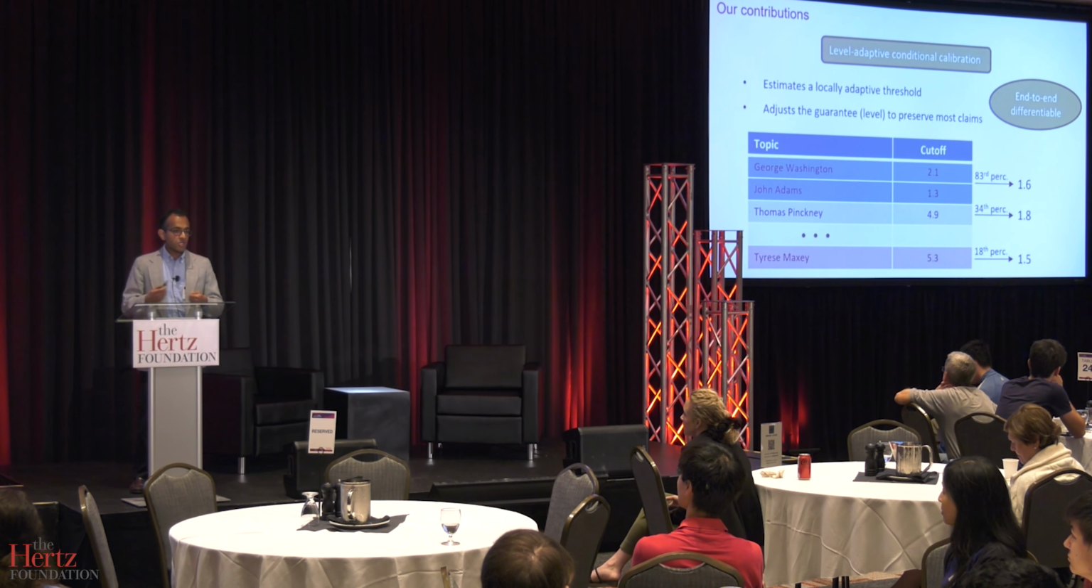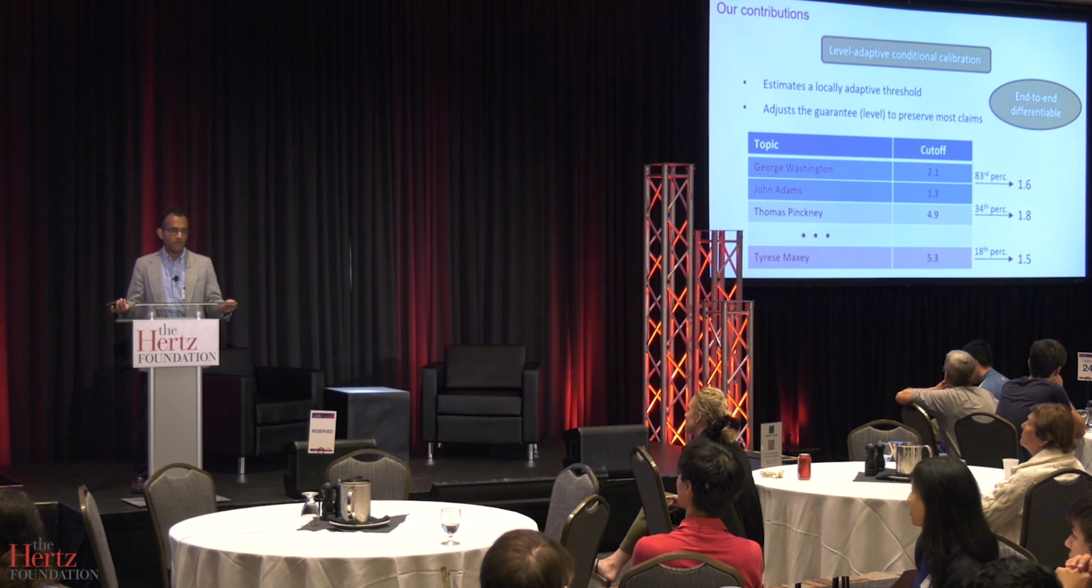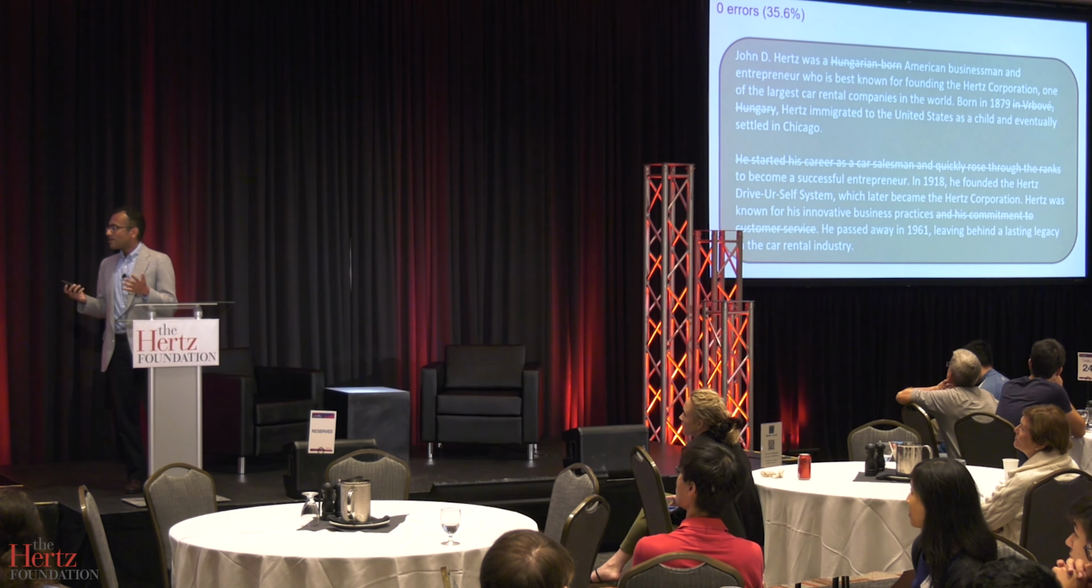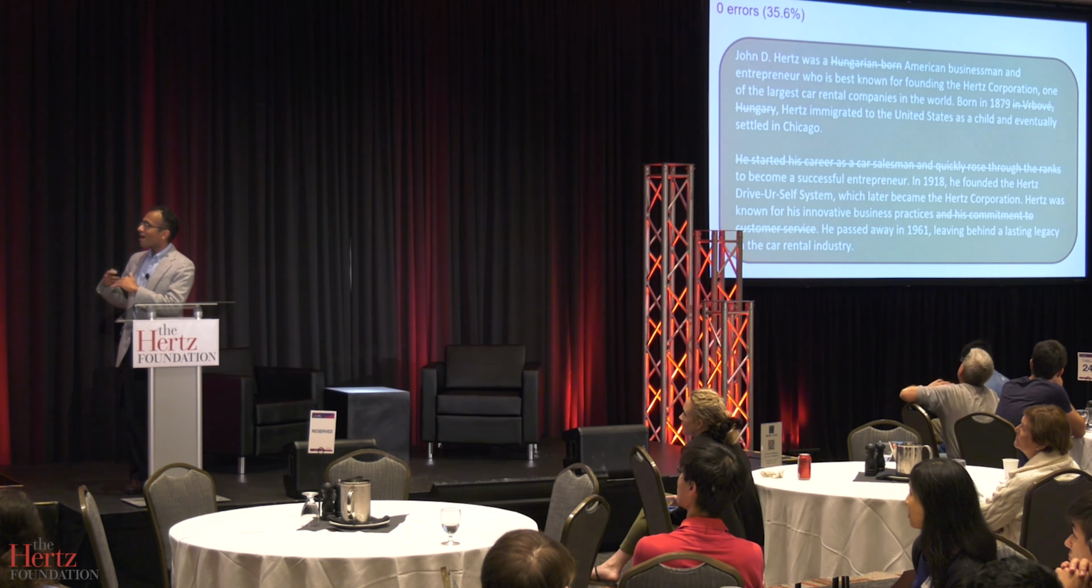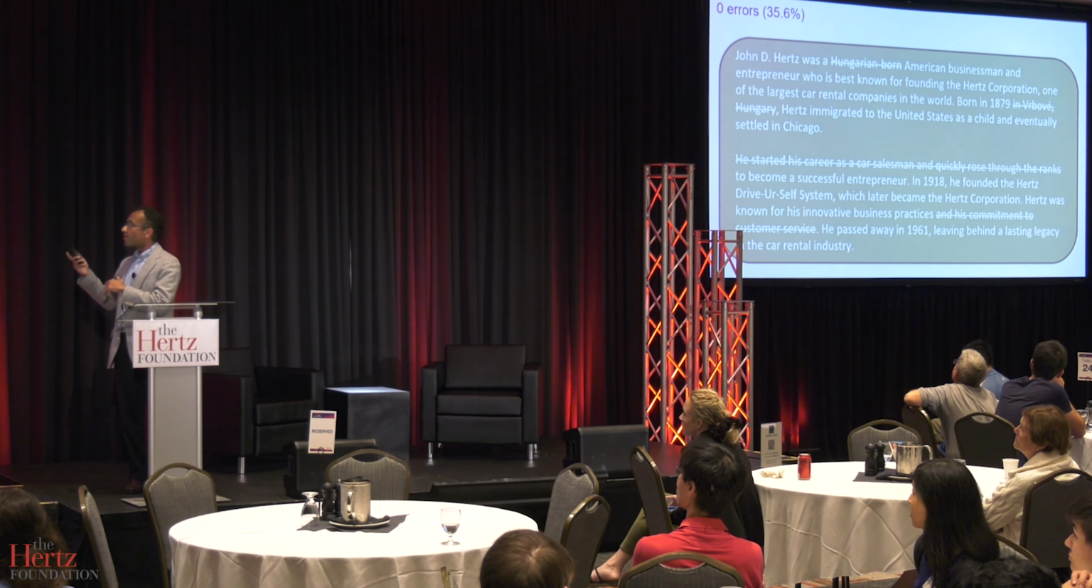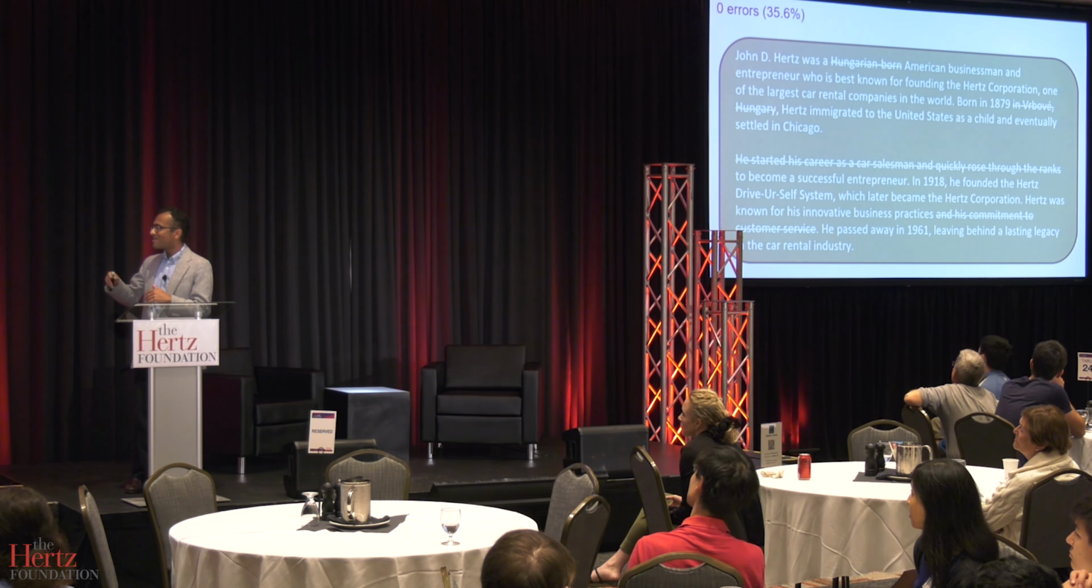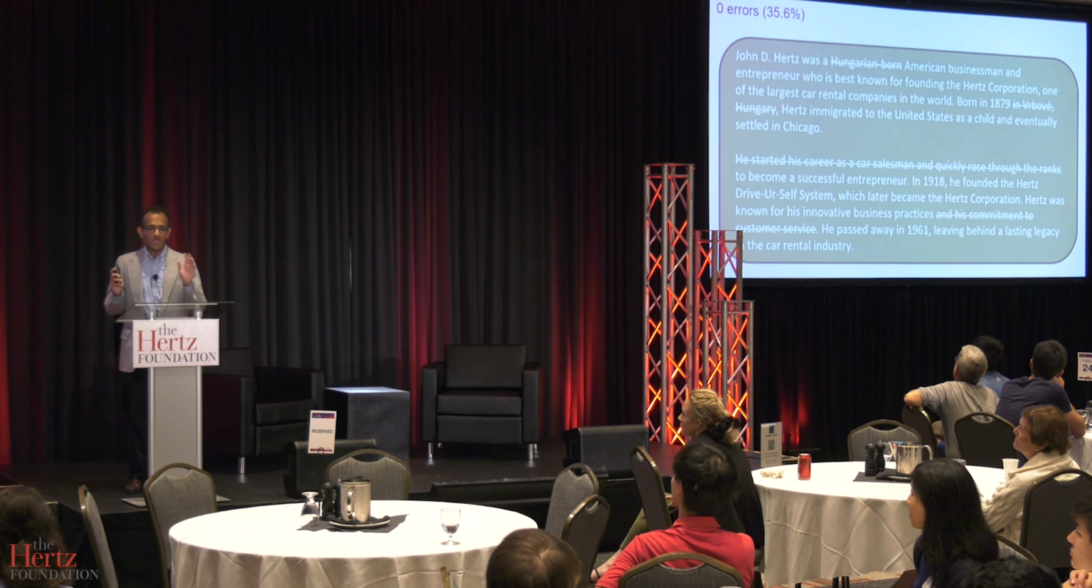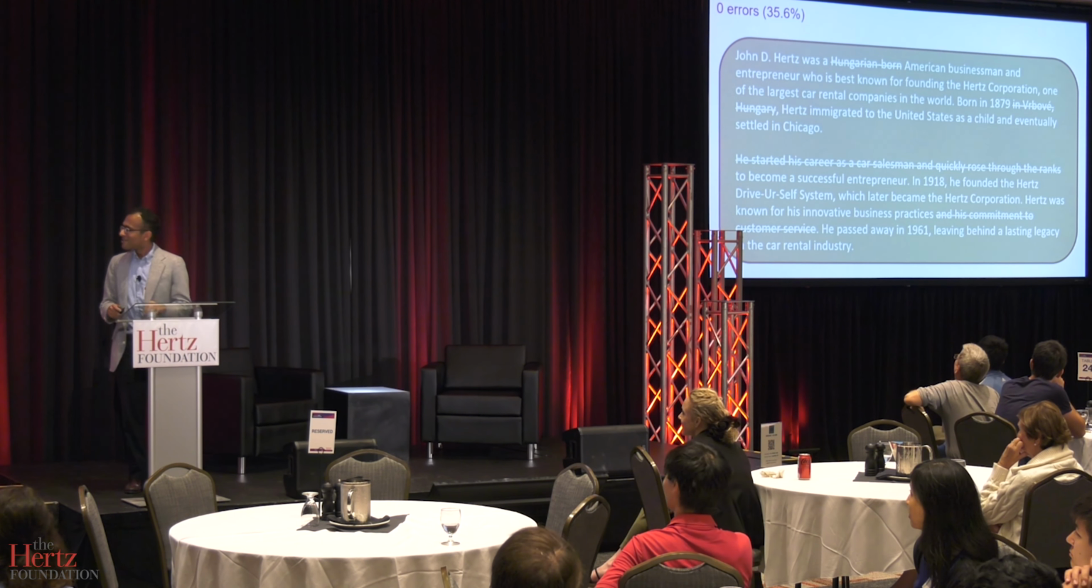So you can run this procedure, look at the outputs, and if you don't like something about it, you can adjust the scoring function that you're using, or learn an ensemble of scoring functions incorporating many of those methods in order to do better. So what does this method now do? If I go back to the Hertz example, I now filter out far fewer of the claims. So I'm only filtering out that he's Hungarian-born, the particular location of his birth, the story of the start of his career, and his commitment to customer service, which, as we all know, is probably true.